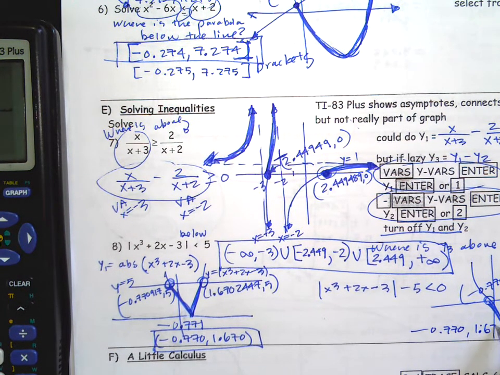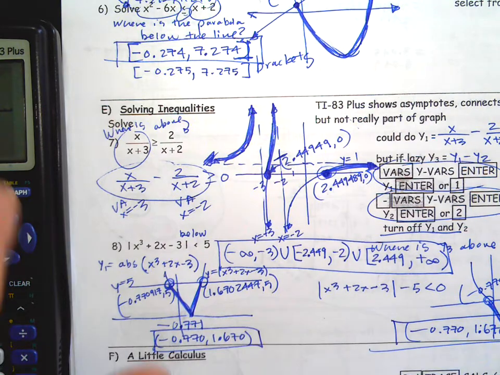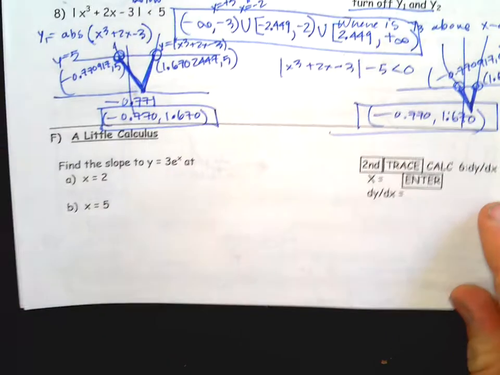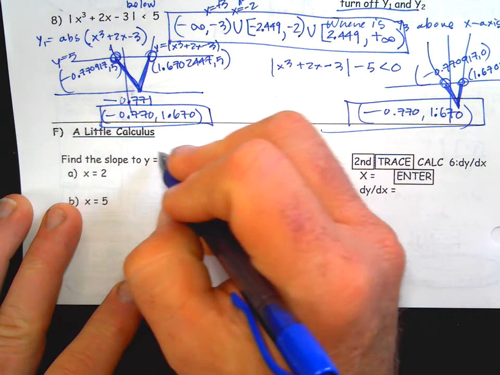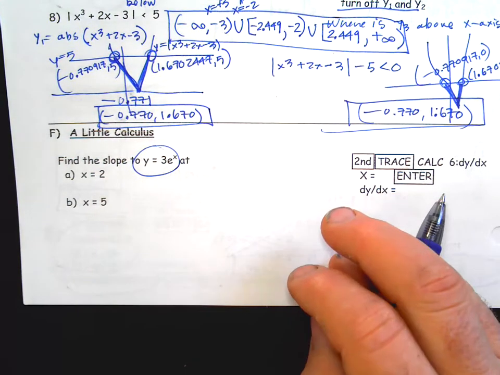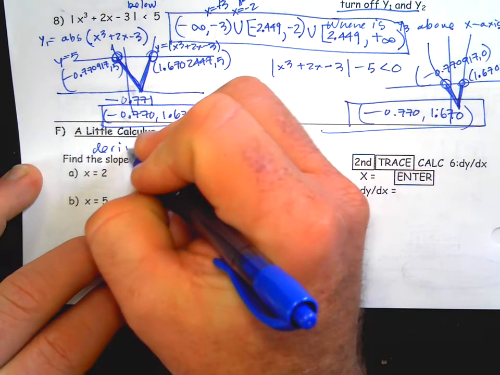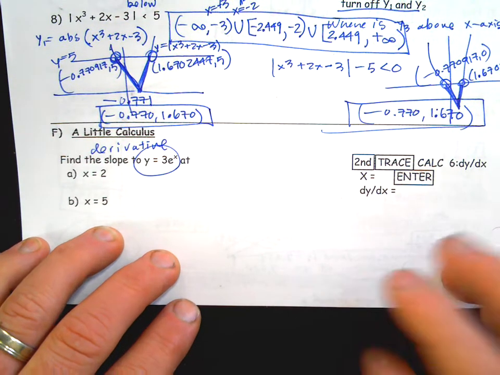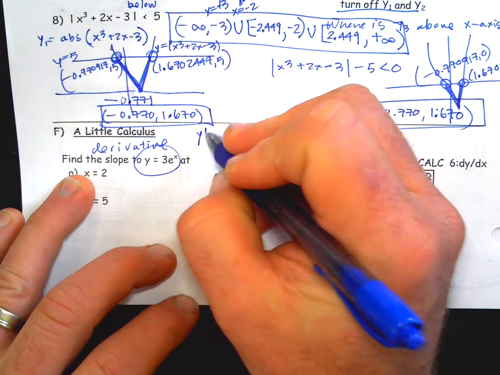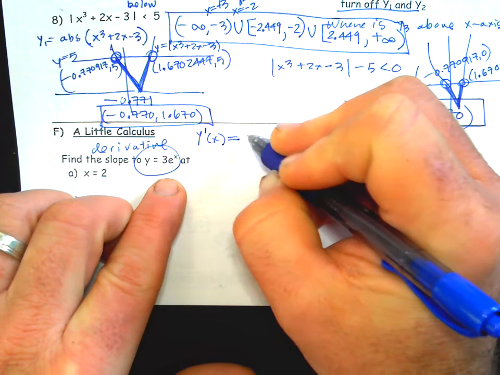Now, some of these numbers might be slightly different sometimes because of the techniques you're using. But 3 decimals should be good enough. Okay, a little calculus. Find the slope to this curve. Now, the way we find slope on a calculator is by doing derivatives. Okay, so this is all about derivatives. And so I'm going to have you maybe do some with your calculator. You don't have to do them by hand. Now, by hand, just to show you, we use this prime symbol for derivatives, by the way. And so the derivative of this function is 3 times e to the x.